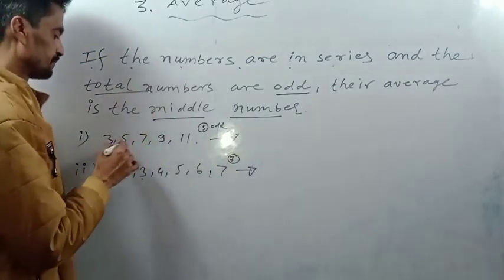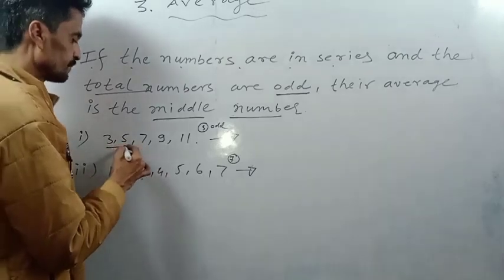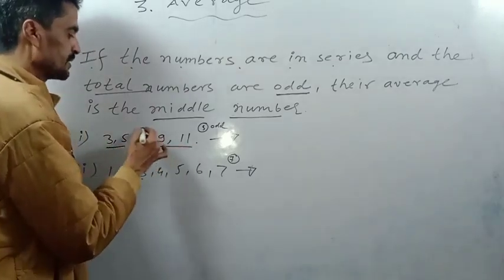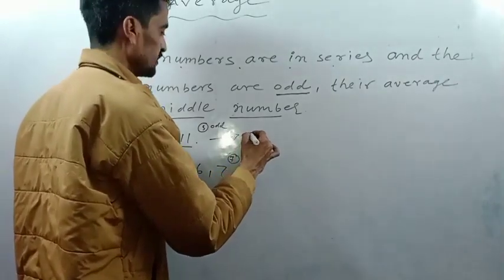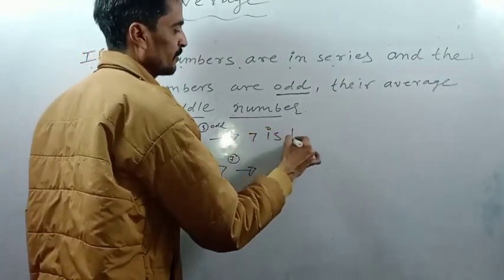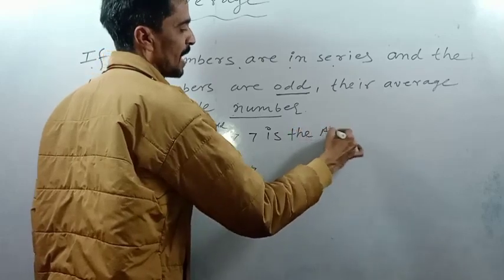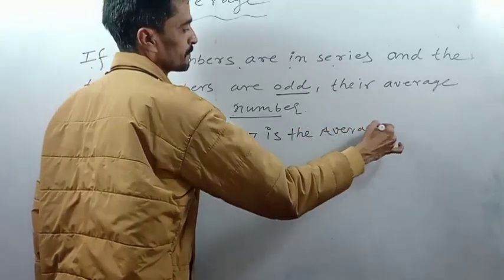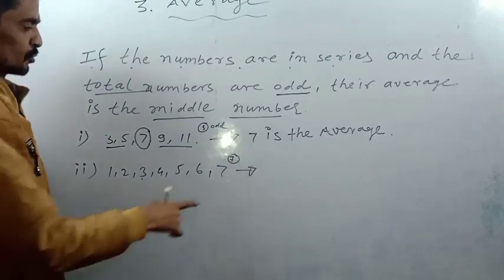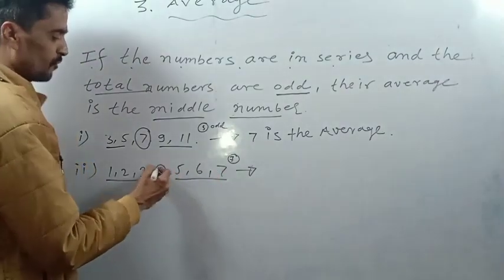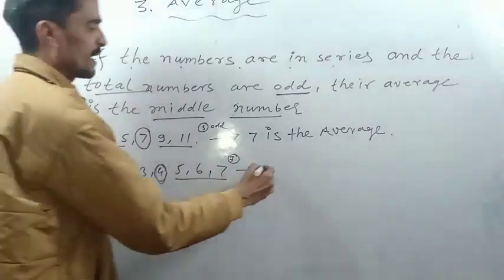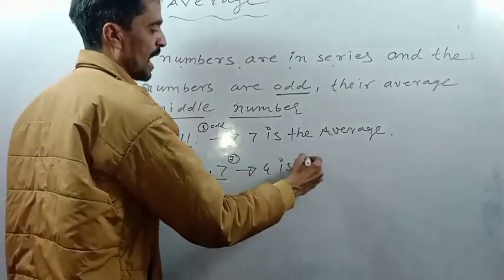You see, here 2, here 2, and it is the middle number. So the average of this series, 7, is the average. Here you see the total is 7 numbers, leave 3 and leave 3. This 4 is in the middle. So 4 is the average.